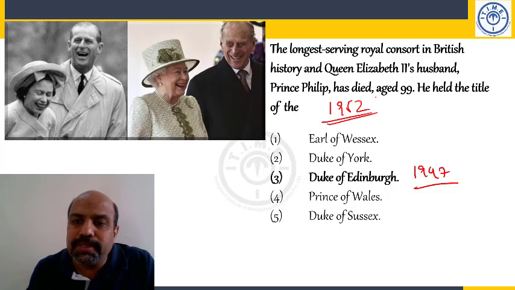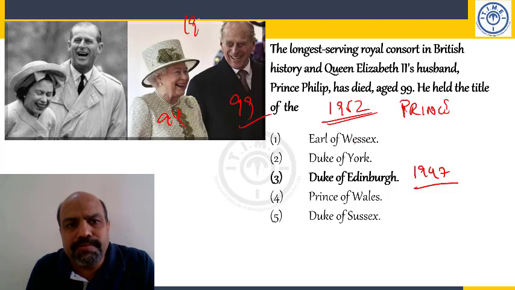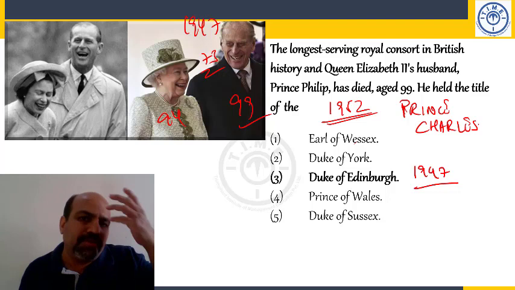Prince Charles himself is, I think, in his 70s, if I'm not wrong. She's 94. He was 99. And they got married in 1947. Been married for some 73 years now. Prince Charles would be next in line. He has been in line ever since he was born, that would be 60 plus years.